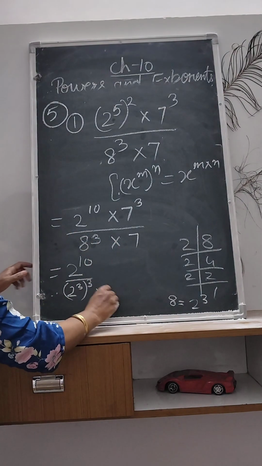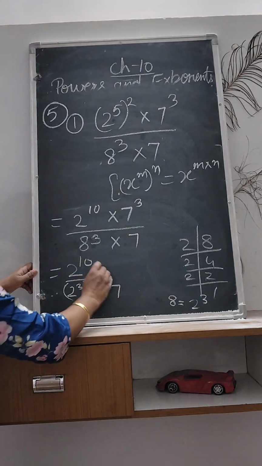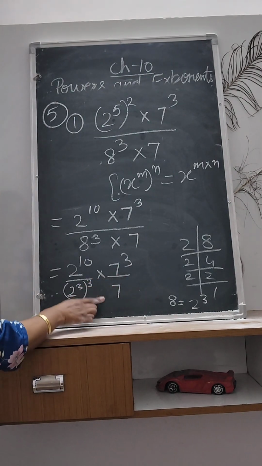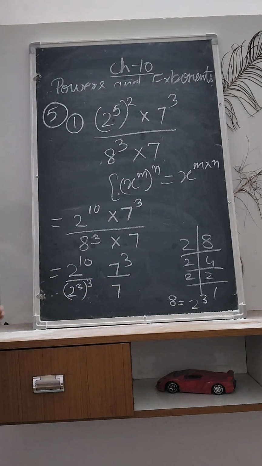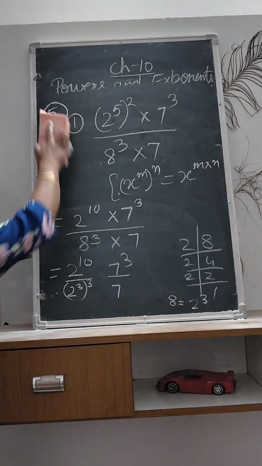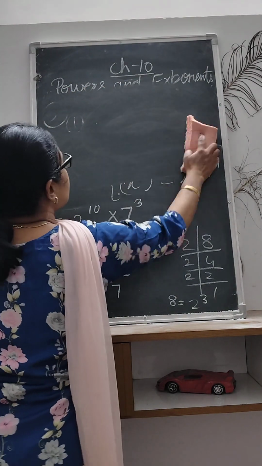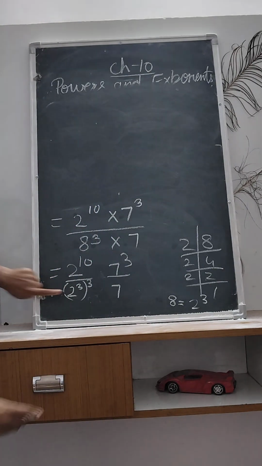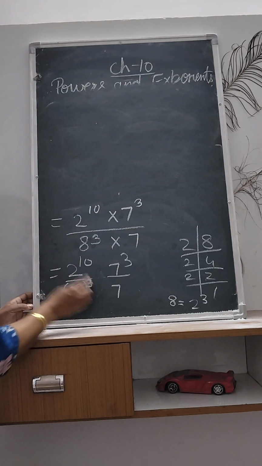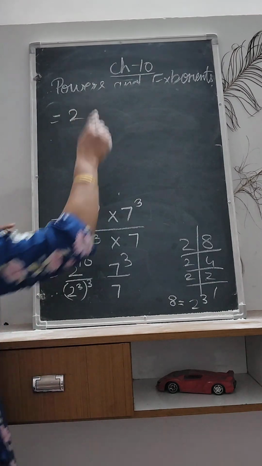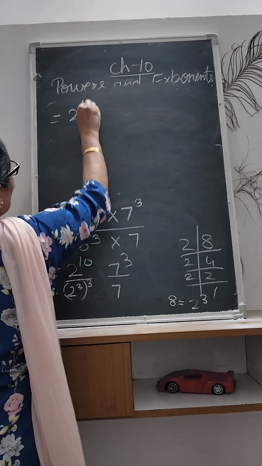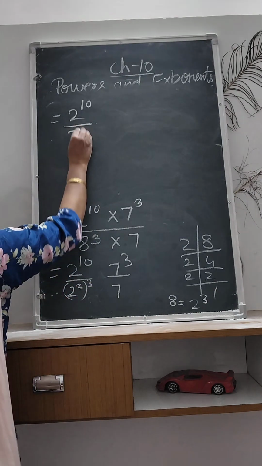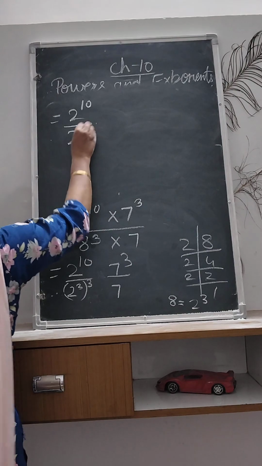Now into 7 and its power, 7 raised to power 3. I have written it separately so that you can see that they are dividing. It means 2 raised to power... Now, here again you can apply this law which we have written: 2 raised to power 10, 3 into m into n. So 2 raised to power 3 into 3 is 9.